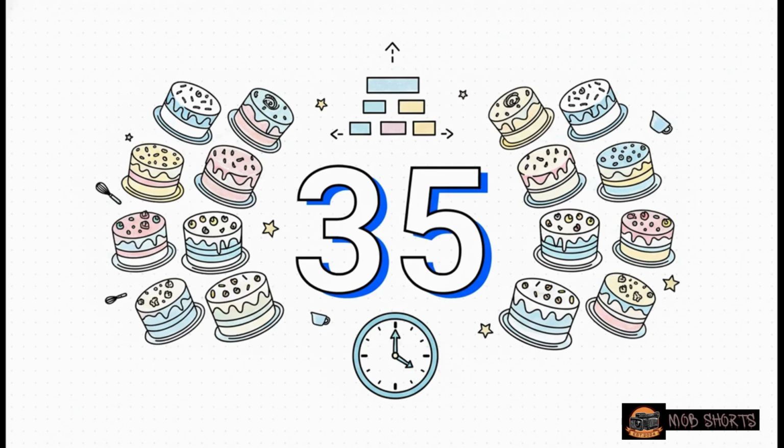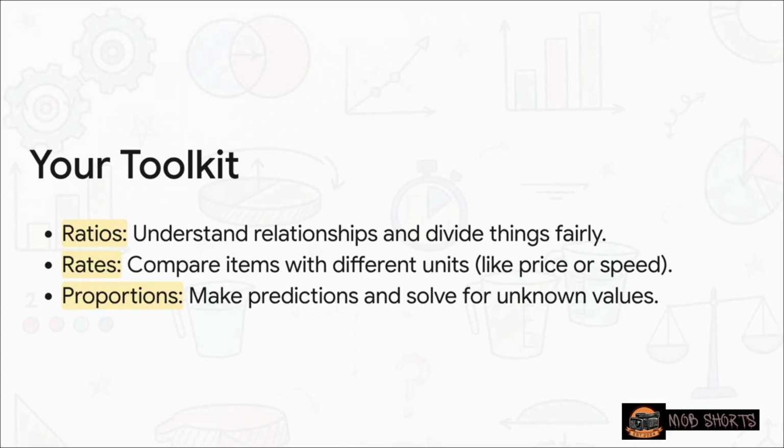Proportions gave us a clear, predictable answer. It's a fantastic tool for planning ahead. So there you have it, your complete toolkit for comparison. You've got ratios to understand relationships and divide things up fairly. You've got rates to make equal comparisons between items with different units. And you have proportions to use those rates to make predictions and find that missing piece of the puzzle.